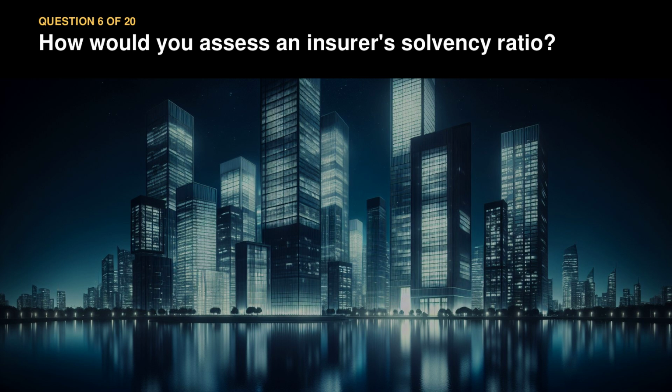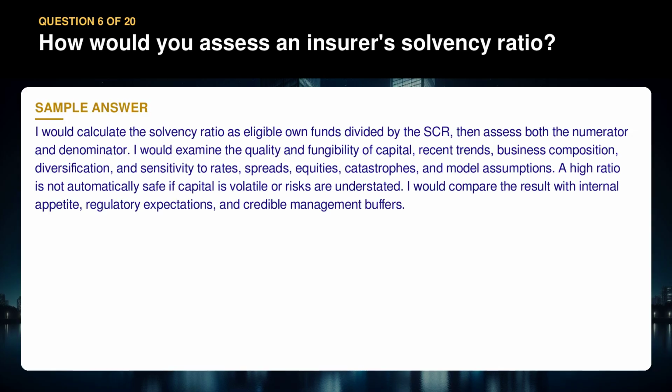Question 6. How would you assess an insurer's solvency ratio? I would calculate the solvency ratio as eligible own funds divided by the SCR, then assess both the numerator and denominator. I would examine the quality and fungibility of capital, recent trends, business composition, diversification, and sensitivity to rates, spreads, equities, catastrophes, and model assumptions.